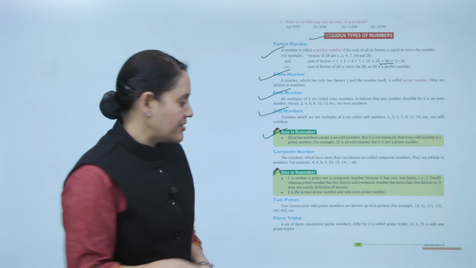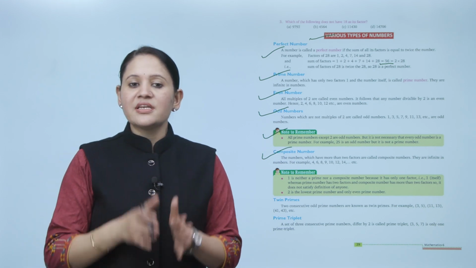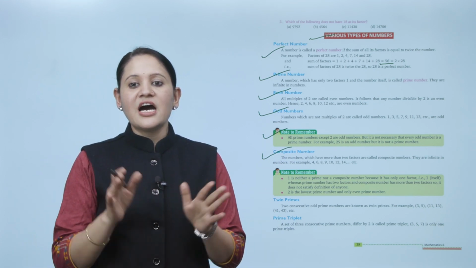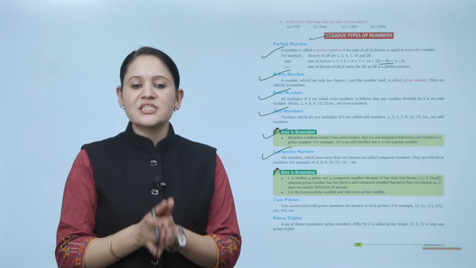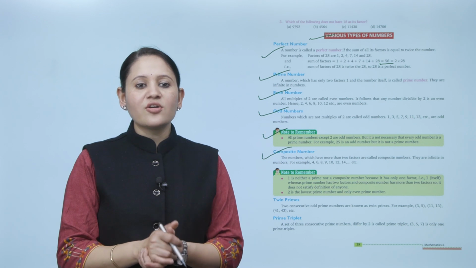Next is composite number. Composite numbers, the numbers which have more than 2 factors, are called composite numbers. They are infinite in number. For example, 4, 6, 8, 9, 10, 12, all these are composite numbers.